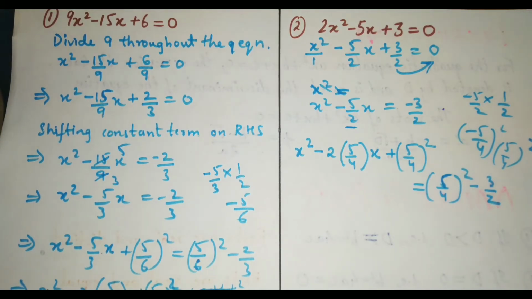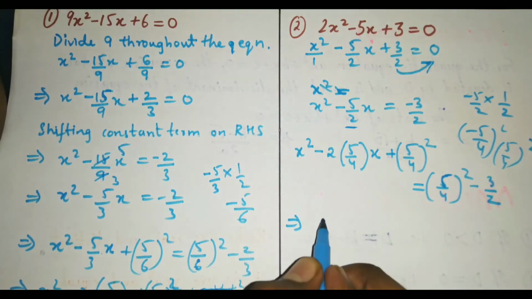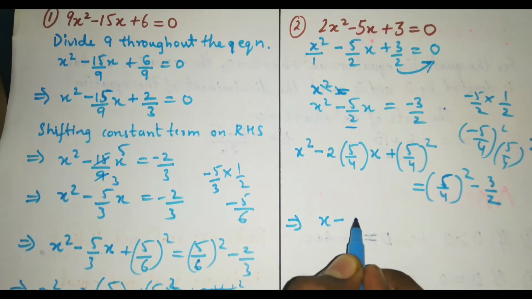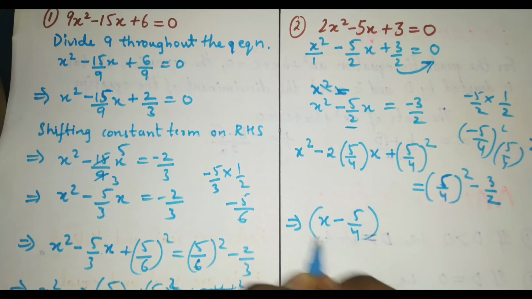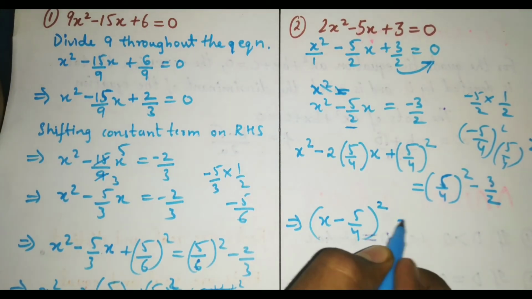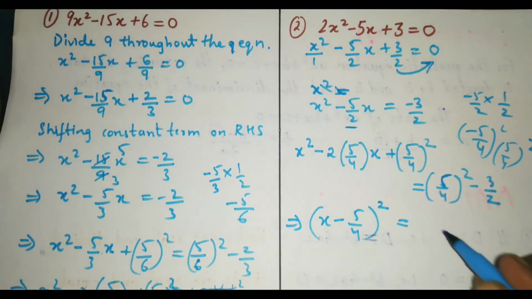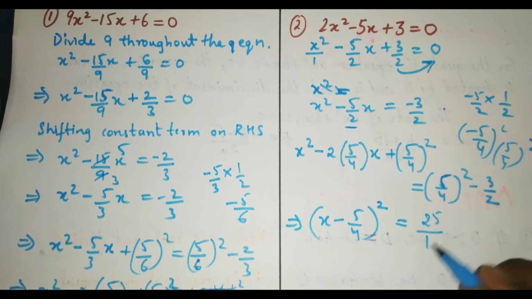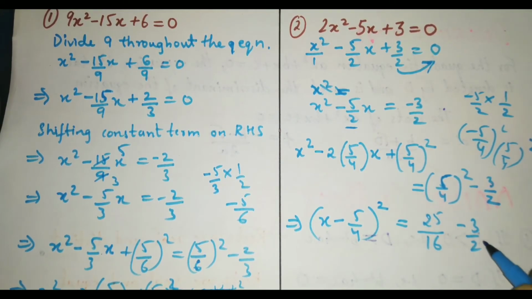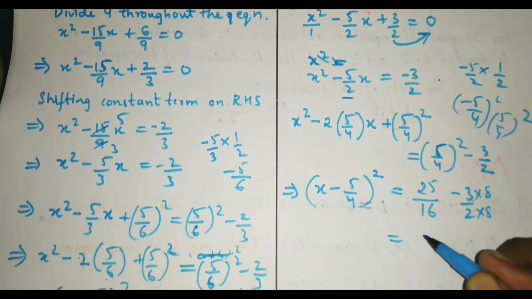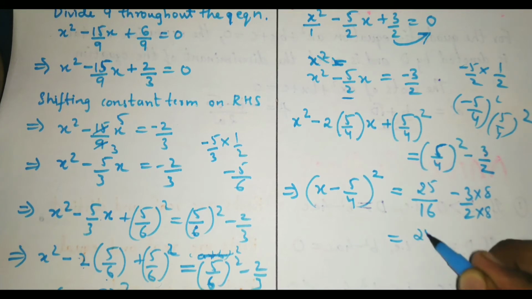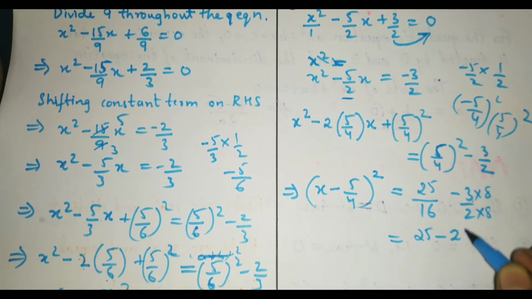Fine. So moving on to the next step, bring it in the form. This will be minus 2ab, so this will be in the form x minus 5 by 4 the whole square equal to what? This will be 25 by 16 minus 3 by 2. Simplify the RHS: multiply 3 by 2 with 8, because 16 is the LCM. So you will get 25 minus 24 by 16.